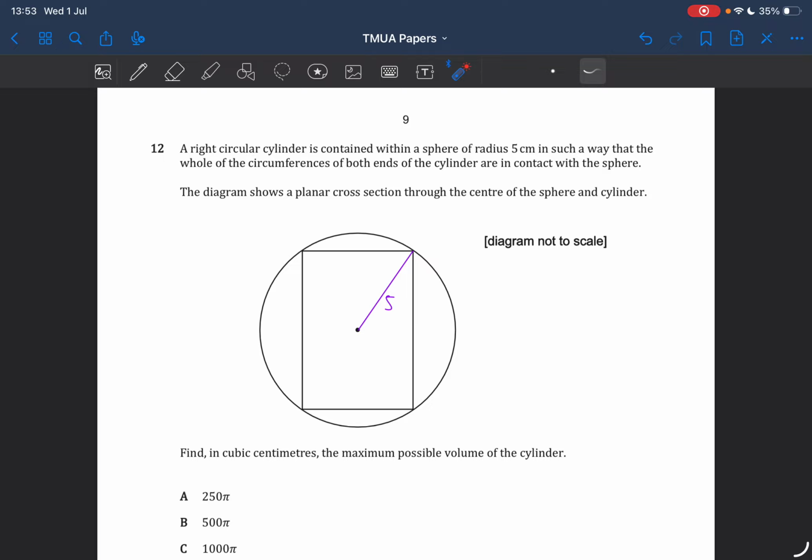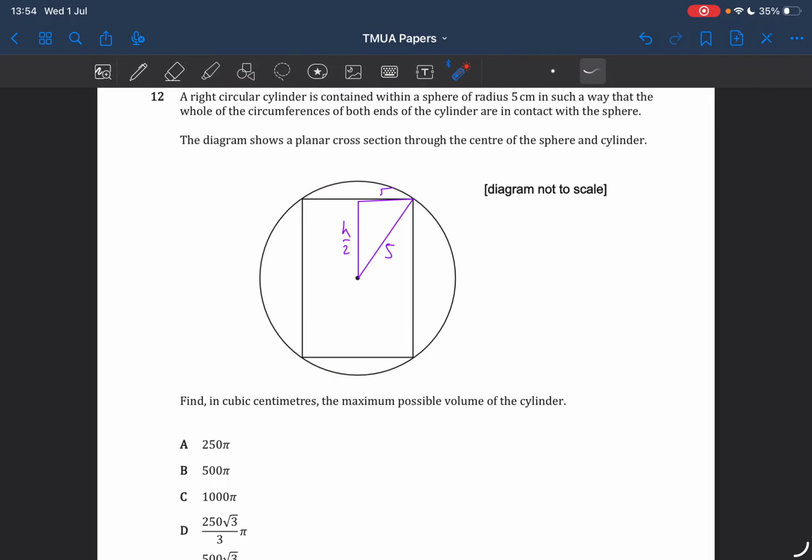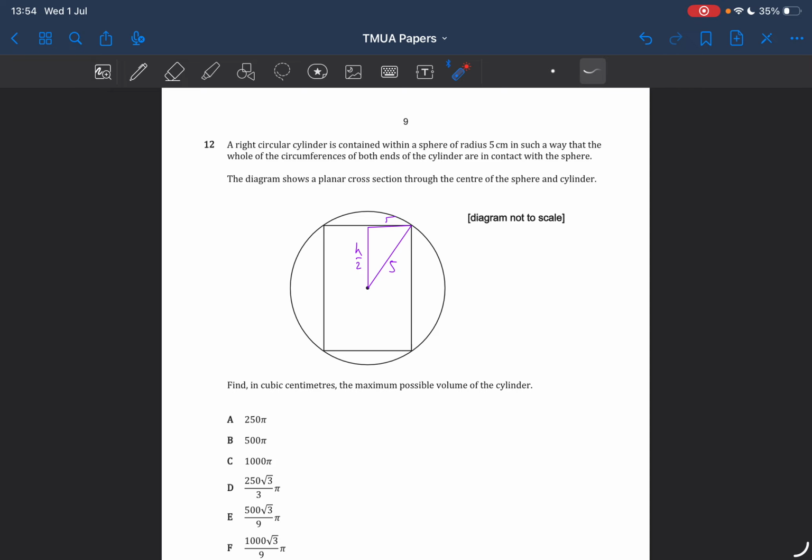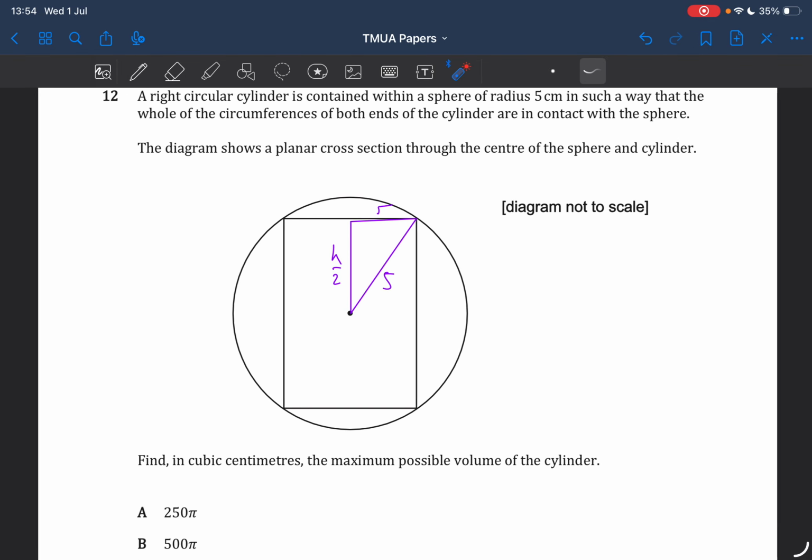Diagram shows a planar cross section through the center of the sphere and cylinder. Okay, so they've just chopped it in half. I don't think it matters whether the cylinder is this end or this end. I think it is the same idea. Mathematically it should be the same. I'm going to draw it as if it's on the top, I think. So I'm going to say that this is R there, and this is H over 2. So I have my circle, the cylinder is that shape, yeah. So that looks good. We're going to find the maximum possible volume of the cylinder.